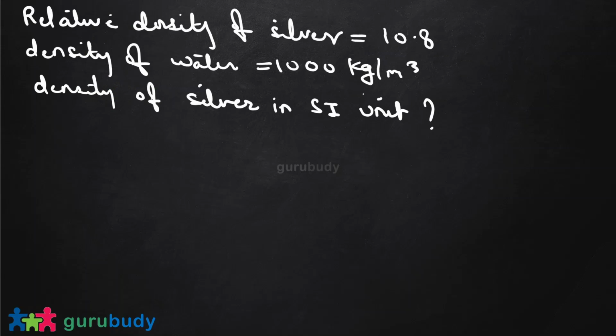So the question is telling us that the relative density of silver is 10.8. The density of the water we all know is 1000 kg per meter cube. It's asking us to calculate the density of the silver in SI unit.